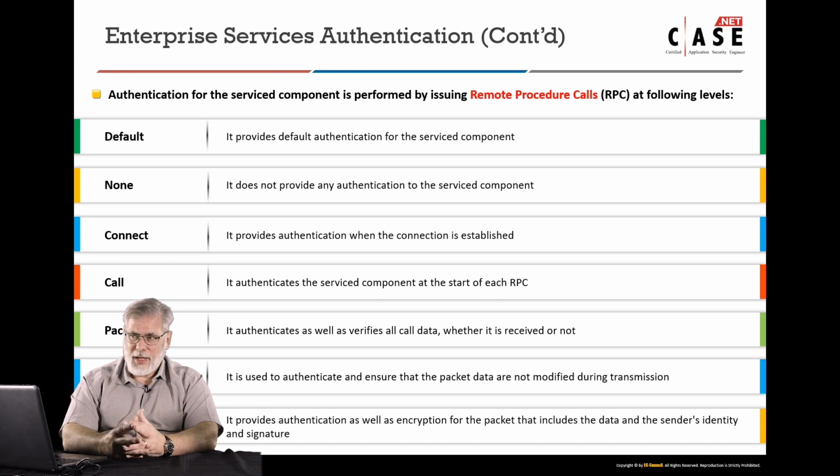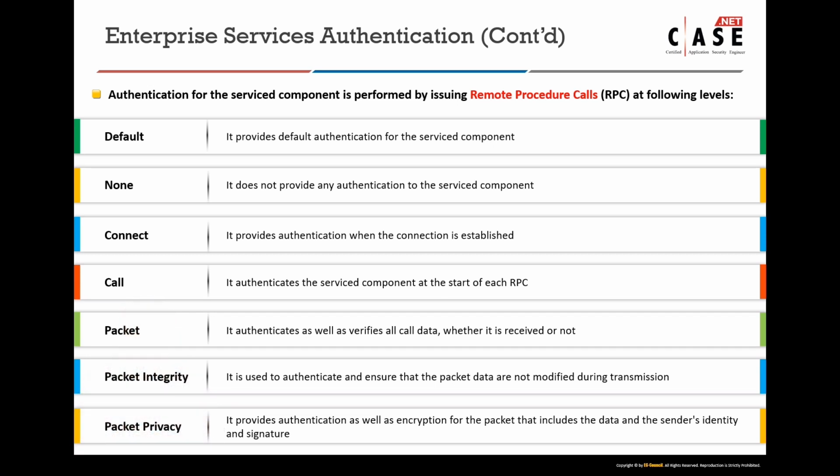I might, after that connection, make 2, 3, 4, 5, 6, however many remote procedure calls. Each of those are not individually authenticated. The call method, every remote procedure call is authenticated again. A little slower, drastically more secure. Packet, it authenticates you and then verifies all call data, whether the data gets received or not. If it gets sent, it gets validated.